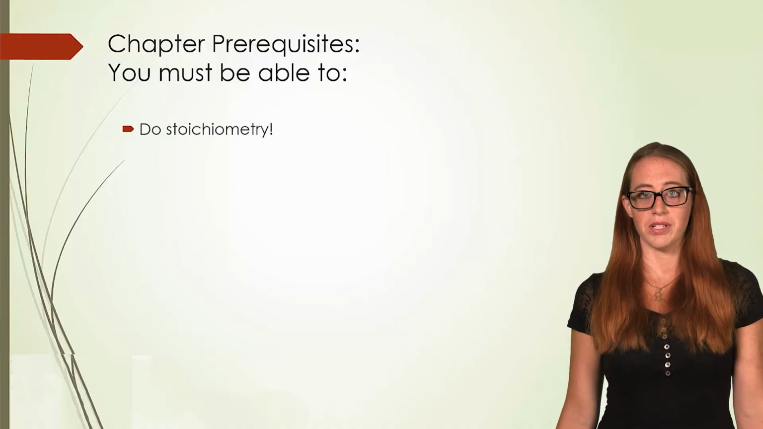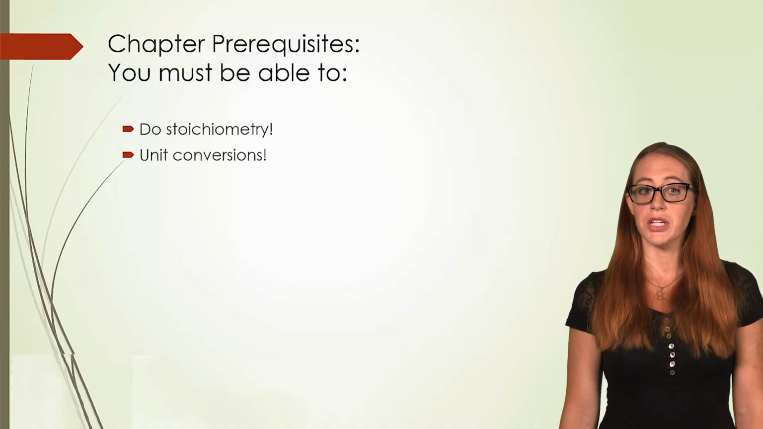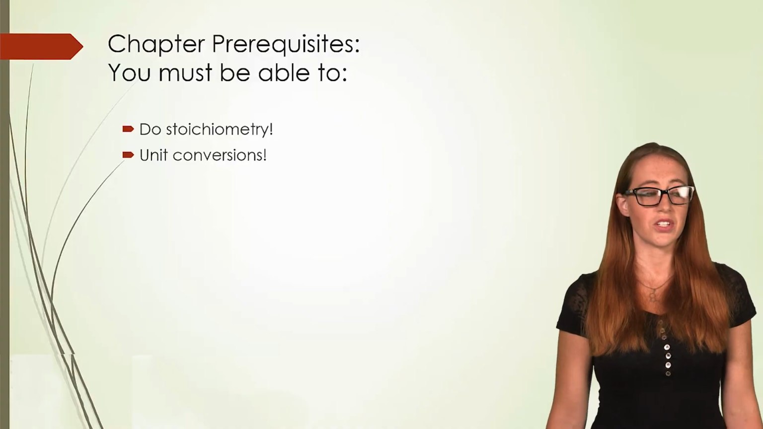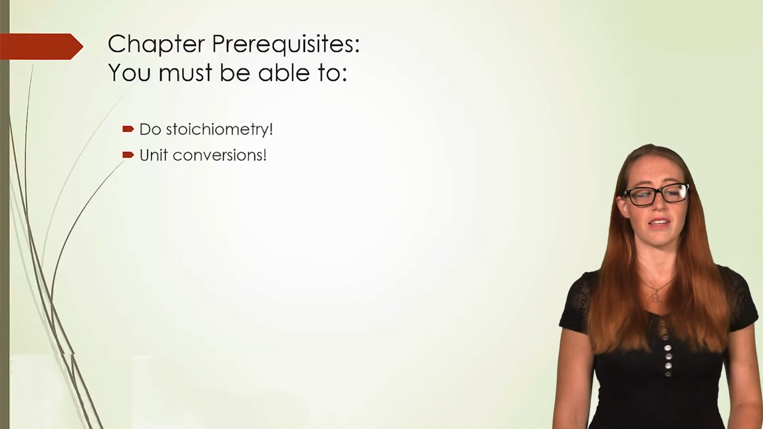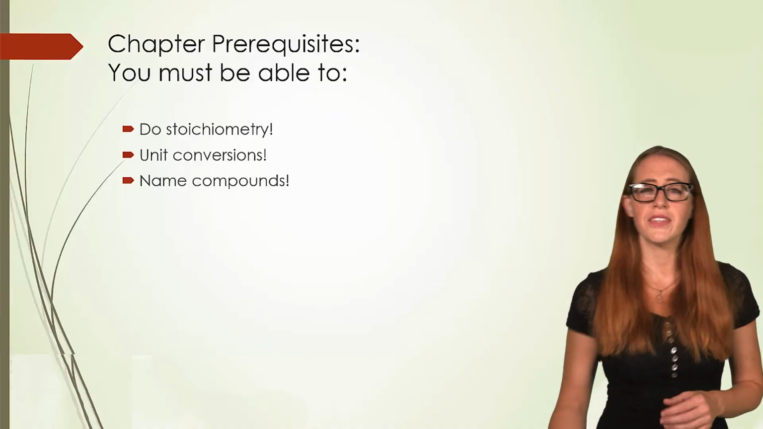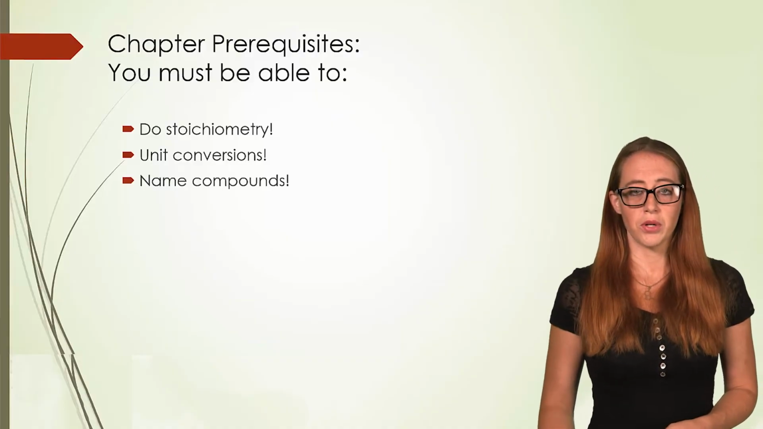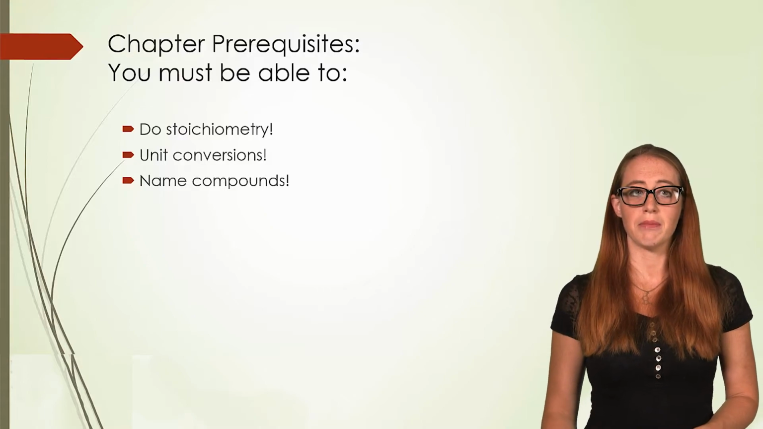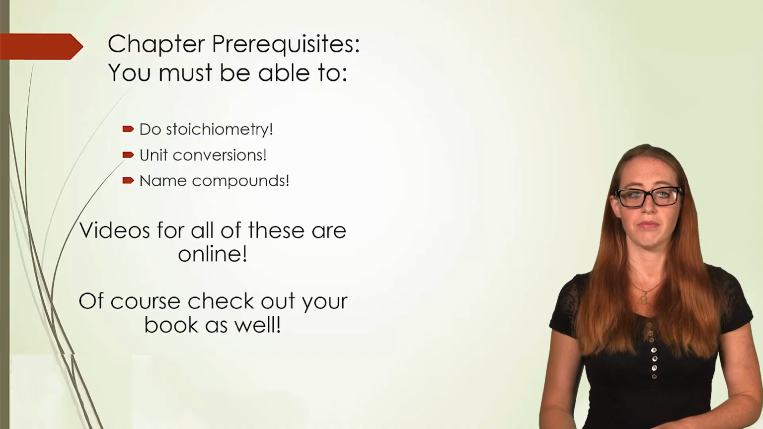So make sure, as always, that you can do stoichiometry. Make sure that you know your unit conversions. These aren't things that we're going to necessarily cover inside the problems, so you need to make sure you can do them ahead of time. And then lastly, name compounds. We're going to occasionally just throw out the name of the compound, and if you can't convert that to the formula, you won't be able to do the problem.